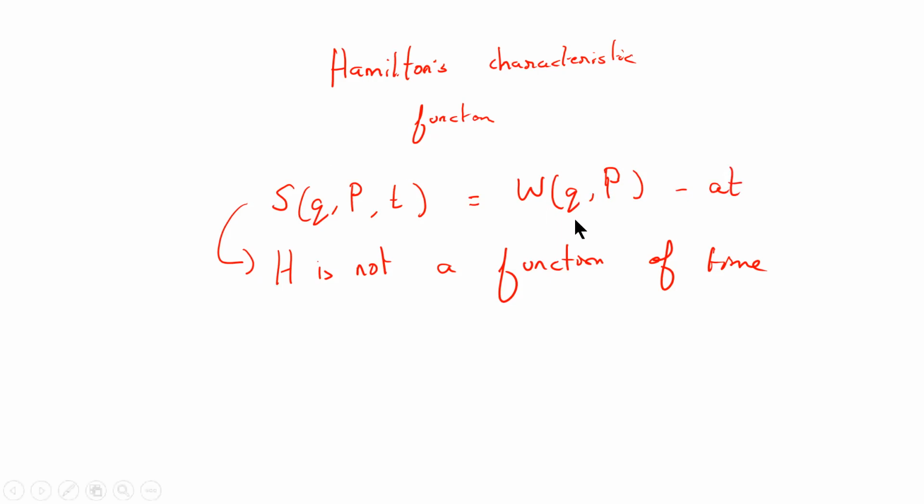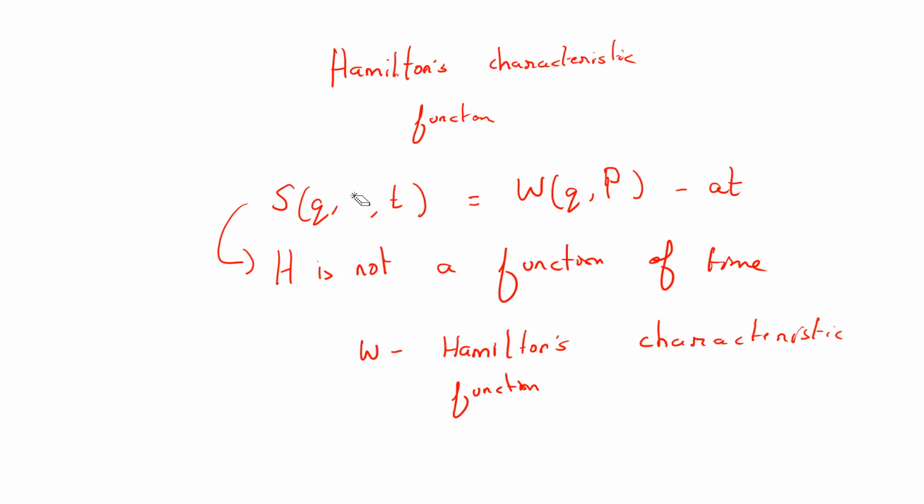So this W we had called the Hamilton's characteristic function. The new P's and the new Q's in the Hamilton-Jacobi theory are all constant. So we know that, and we can replace them by the constant alpha and by the constant beta.